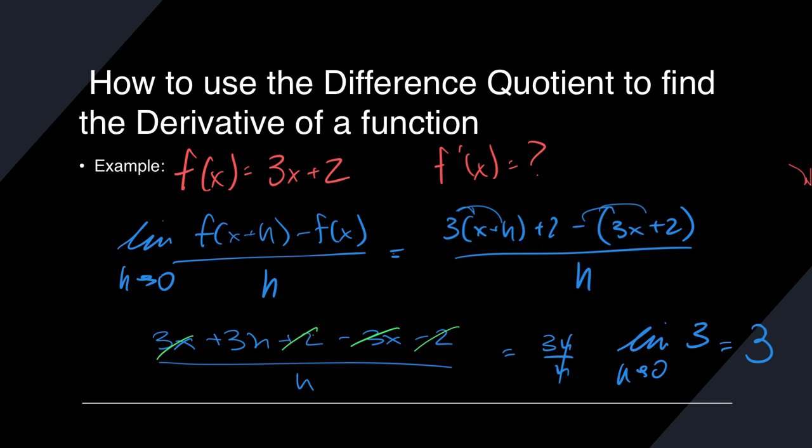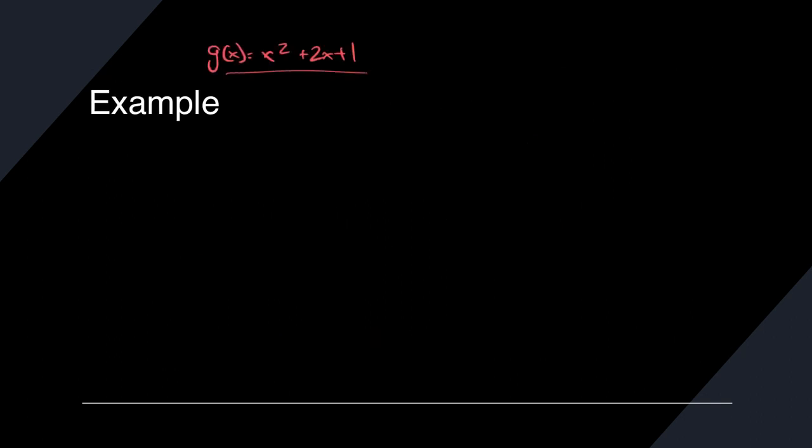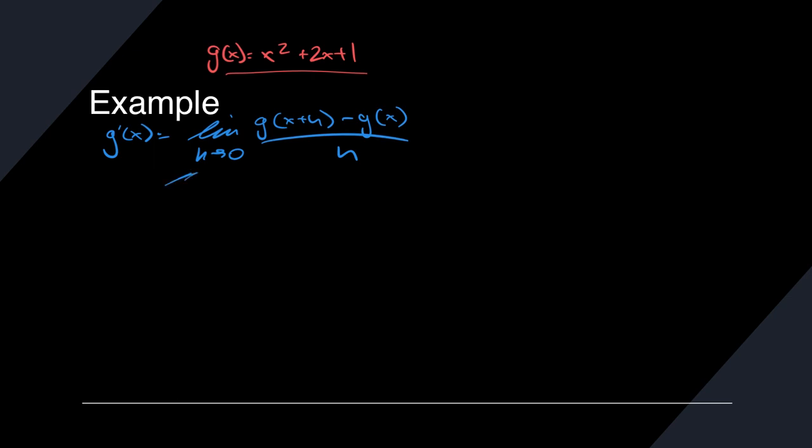Let's see another example. Now I have g of x is our function, and it's a quadratic, x squared plus 2x plus 1. So I'm going to write out the quotient, and I always like to write the general form so that I don't forget to replace stuff.